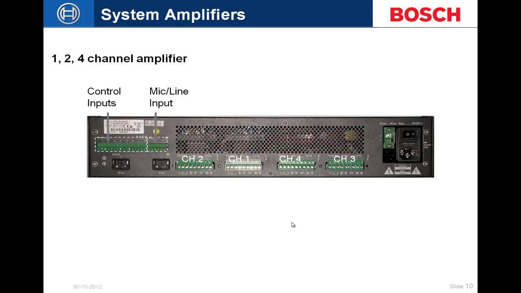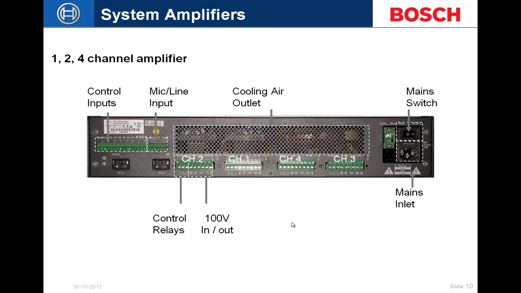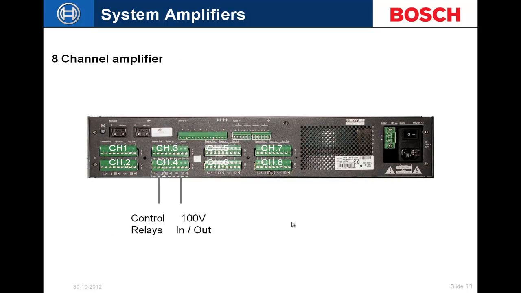Control inputs, we have 8 supervised control inputs on the rear of the unit, as well as our mic line inputs, and our control relays, 100 volt, 70 volt inputs, outputs. The inputs would be the spare amplifier inputs. Our mains switch, our mains power, and our DC power input within the system. And that DC power input is supervised as well. And then our 2 system bus connectors. Obviously there's 2 again, giving us the ability to inject this within a redundant loop system.